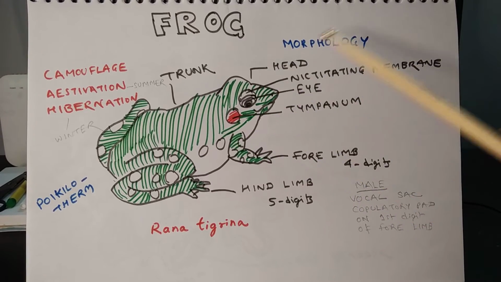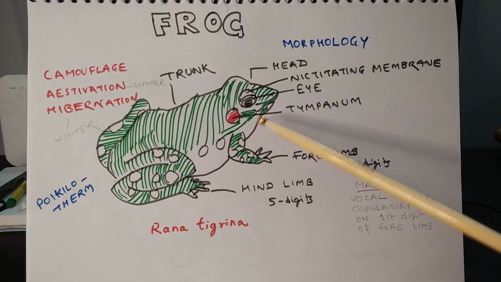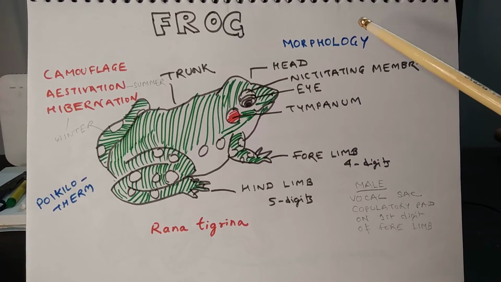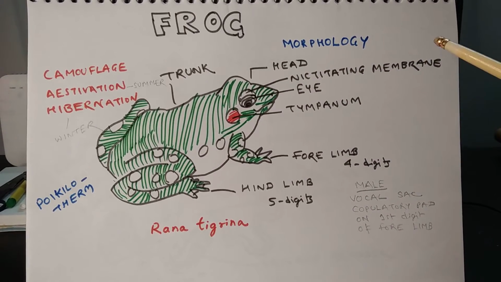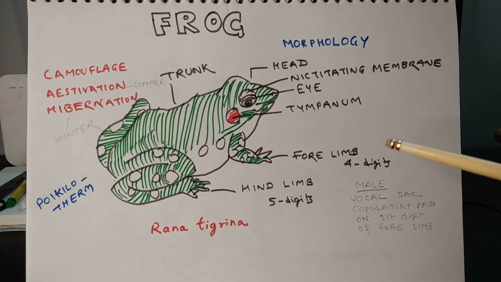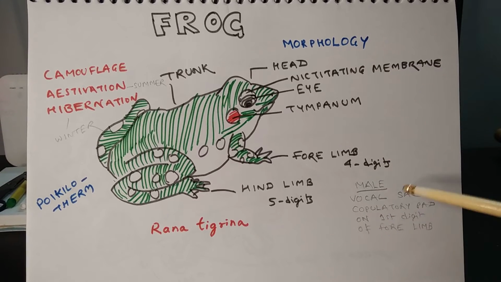Then there is a tympanum behind the eye, and the tympanum is the ear of frog. The frogs show sexual dimorphism. The male frog has a vocal sac which helps it in producing the croaking sound. The sound is not produced by the females. Females cannot produce sounds.